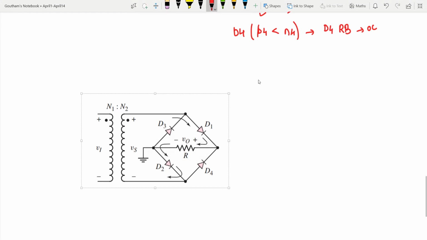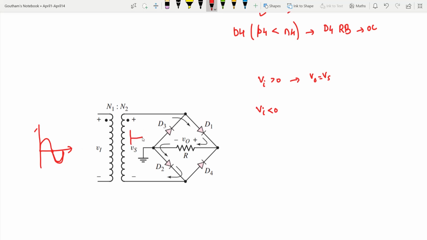We have done the analysis for the case when Vi is greater than 0. What did we get? V0 is equal to Vs. Okay, right. Now let us analyze the case for Vi less than 0. So that is the input to the primary winding in the negative half cycle now. So you are dealing with this. We know that Vs will also be similar to Vi but only with amplitudes changed.